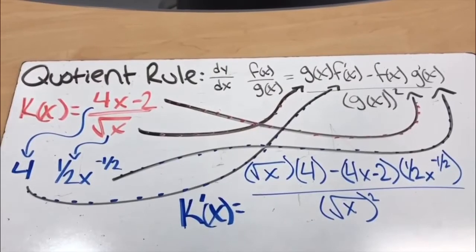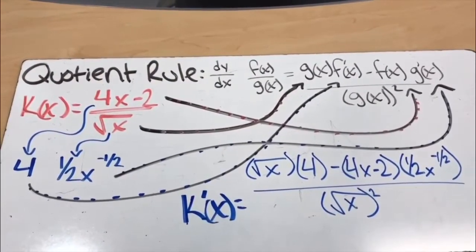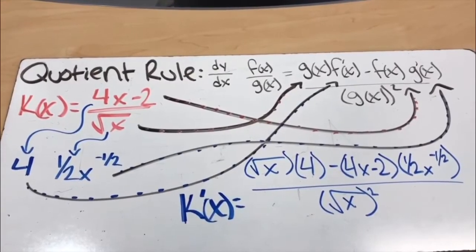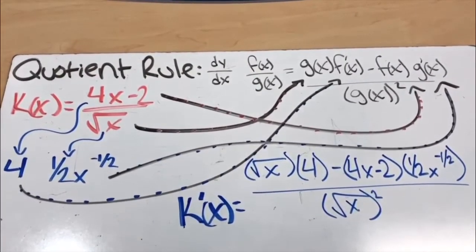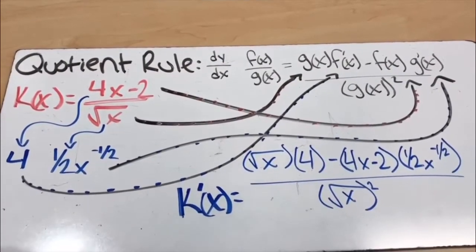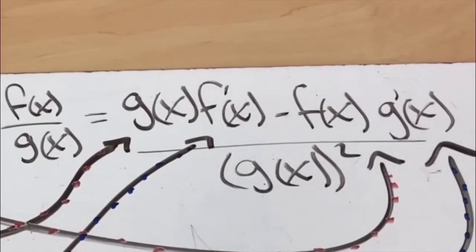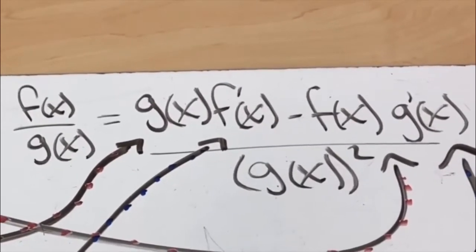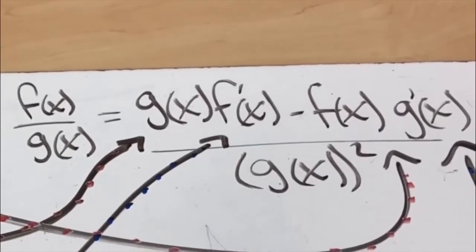So quotient rule is another way to find derivatives, and for an example of that, it's given for the general formula of it. It is the derivative of f of x over g of x, which is equal to g of x times the derivative of f of x minus f of x times the derivative of g of x, all over g of x squared.